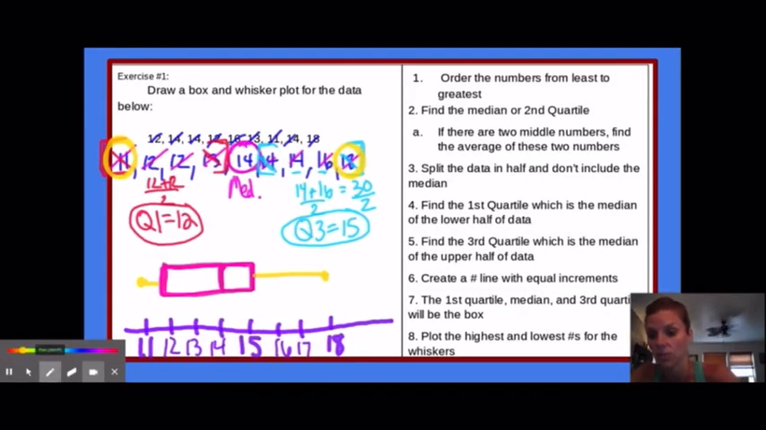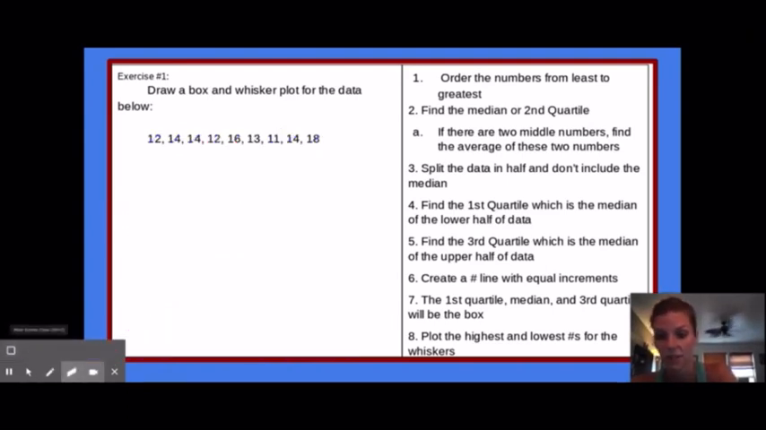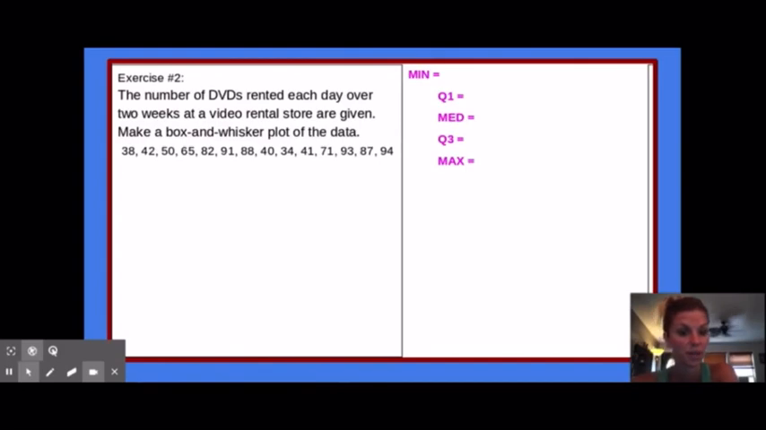And one of the things that it shows us is, for this one, and I don't know what this data represents because it didn't tell me, it's just random numbers, but I know that 25% of my numbers are between 11 and 12, and 25% of my numbers are between 12 and 14, and 25% of my numbers are between 14 and 15, and 25% of my numbers are between 15 and 18. That's it. Done and over. Let's do another one, okay?